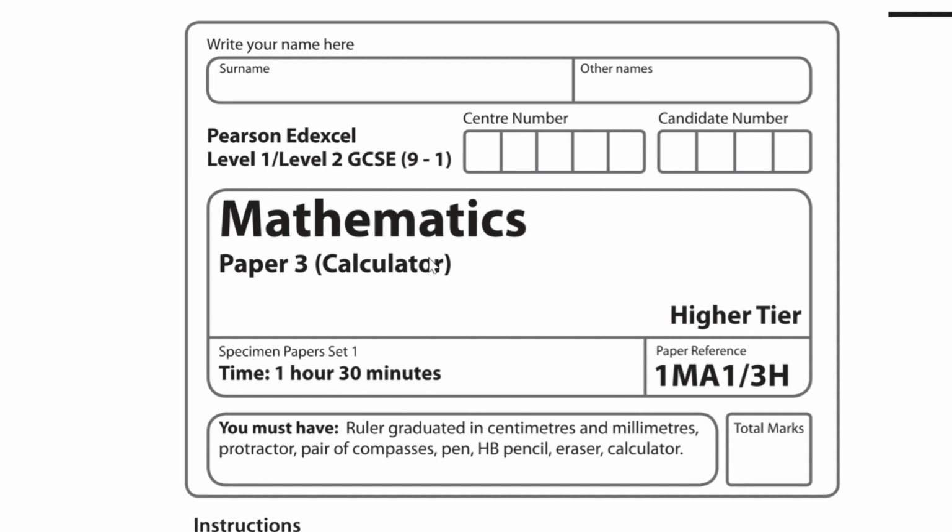This is the Edexcel GCSE 9-1 Maths Paper 3, which is a calculator paper, and it's from the Higher tier and from the Specimen Papers Set 1.